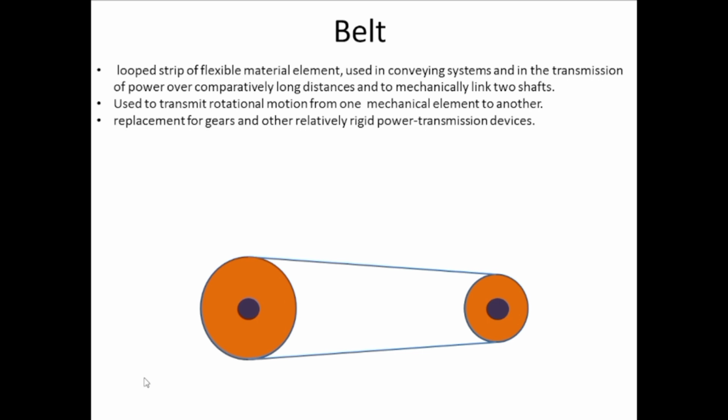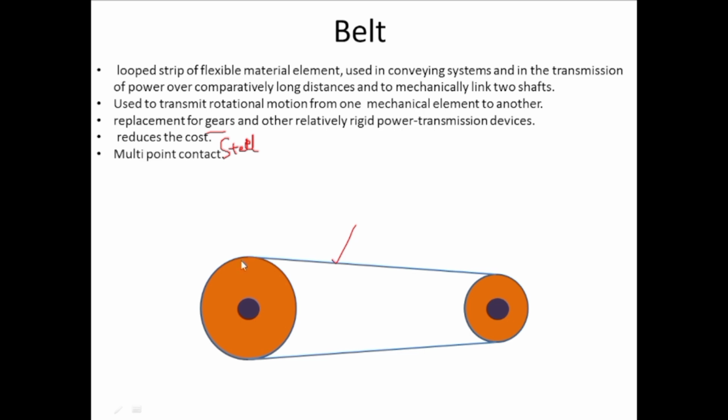It is a replacement for the gears and other relatively rigid power transmission devices. You know that gears can be made up of materials like steel, but this belt can be made up of polymer, or it can be a composite of polymer and metal, which will be relatively flexible as compared to the gears. And since gears are made up of steel or other costly materials, as compared to the gears, belts are relatively cheaper, so it reduces the cost of the system as well.